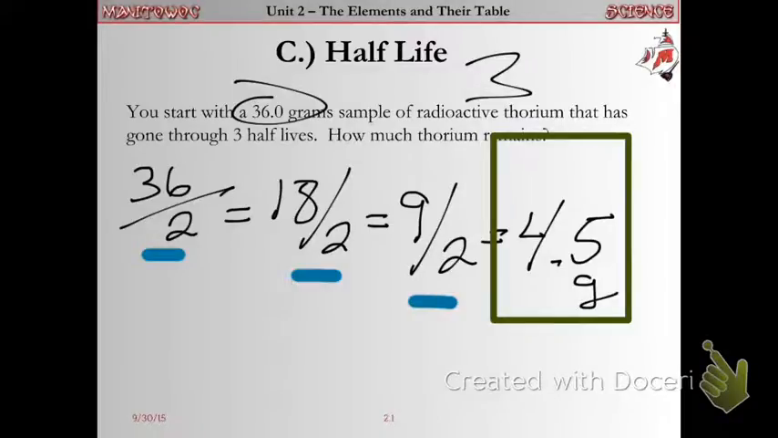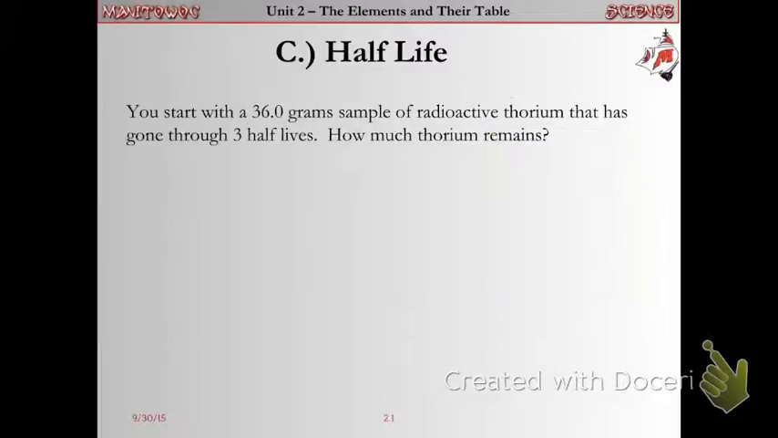So both of those ways work. The equation way, the way that I showed first, is going to be a little bit more universal, because at times, this number right here, the total number of half-lives, won't be a whole number. So for instance, I might give you, it goes through 3.6 half-lives. And then you'd have to use the equation to figure out how much is going to remain.